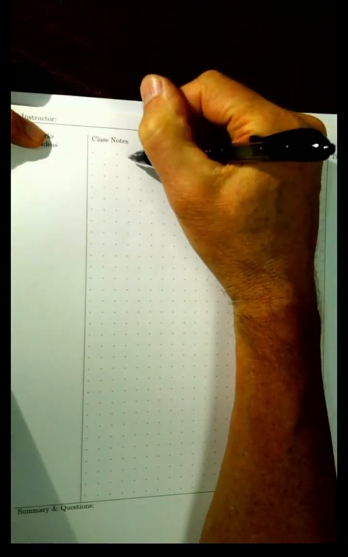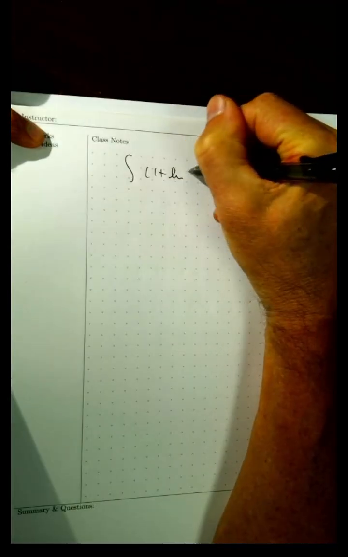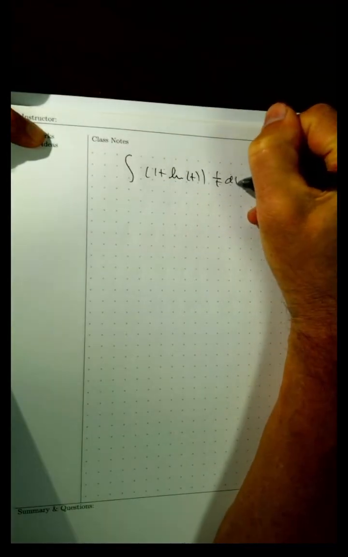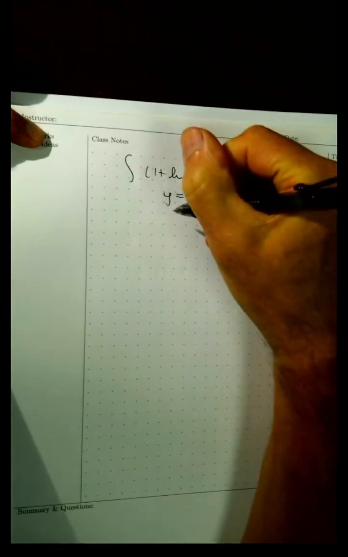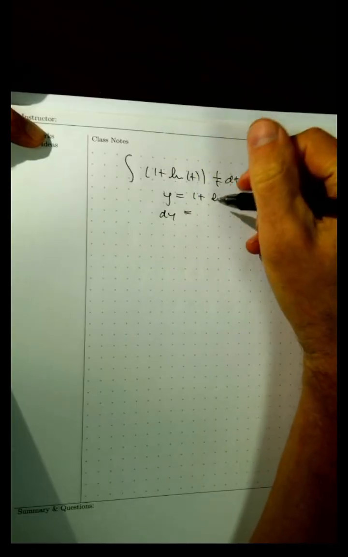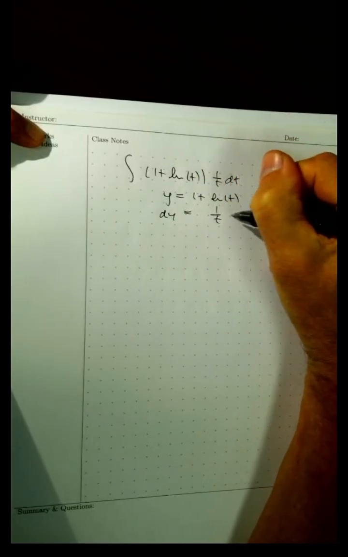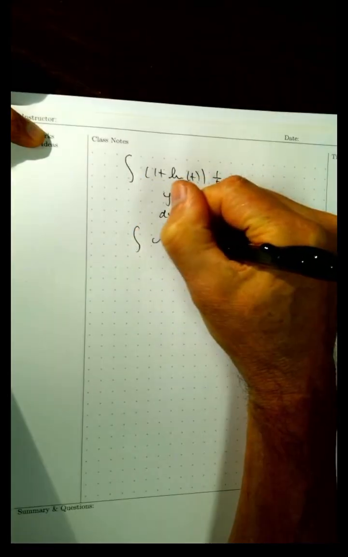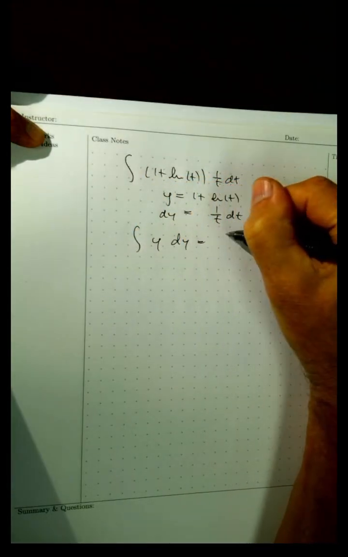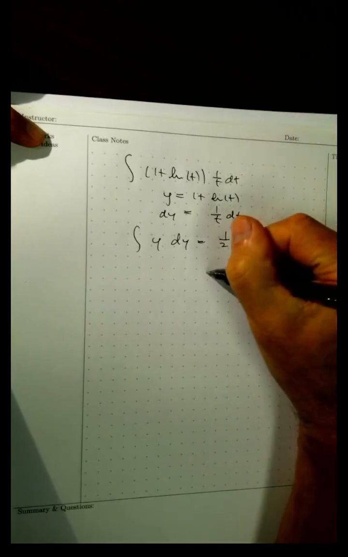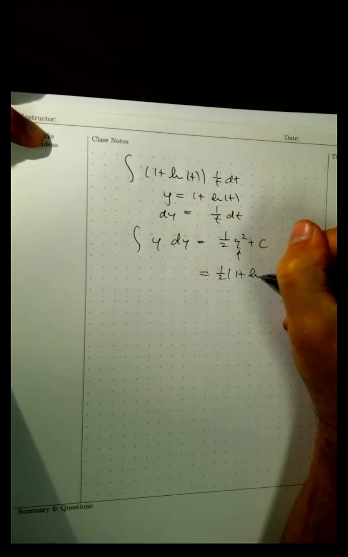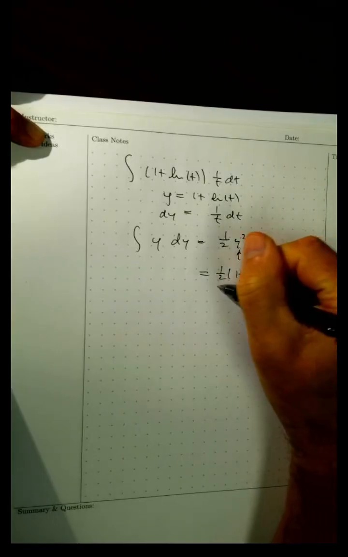Let me do this and look at it a slightly different way. So we started off with this thing, right? What if I said y was 1 plus log of t? Does it change anything? Well, dy is just going to be the derivative of 1 plus log of t, which is 1 over t dt. So this becomes the integral of y dy, and that's 1/2 y squared plus c. So it's basically exactly the same thing. There's no difference, right? And my y, I already said, is 1 plus log of t, squared, plus c.